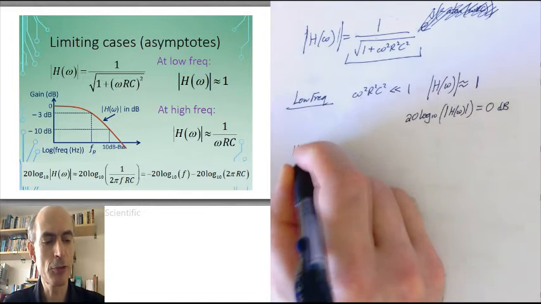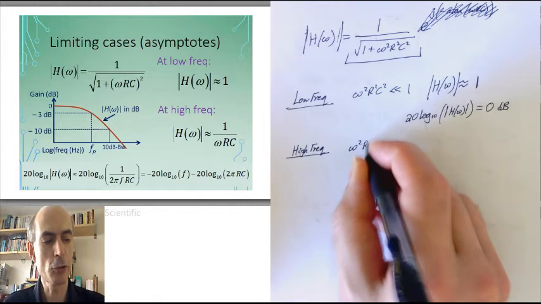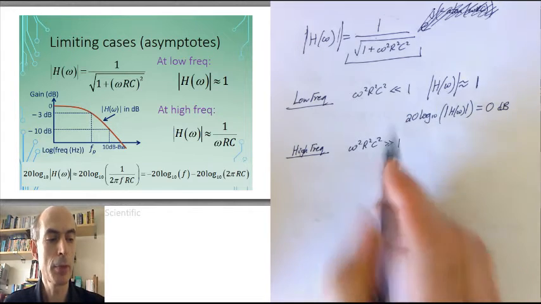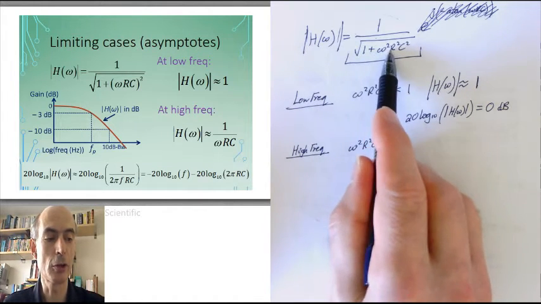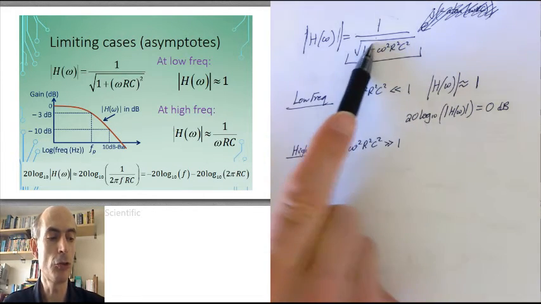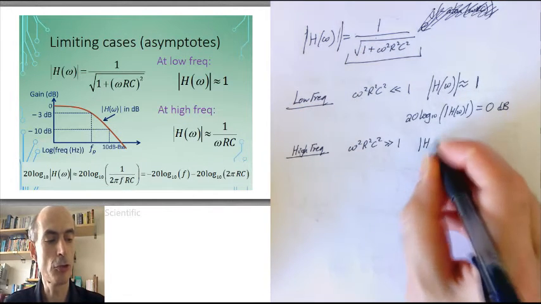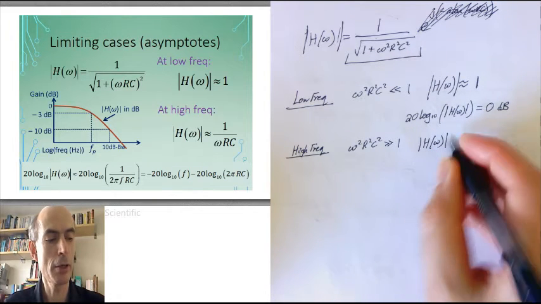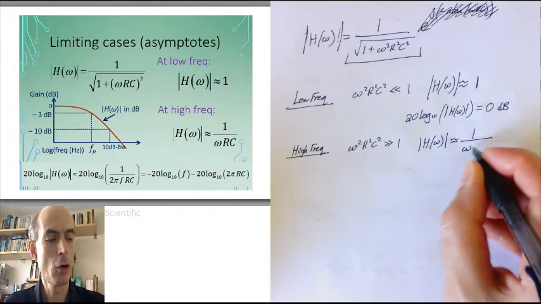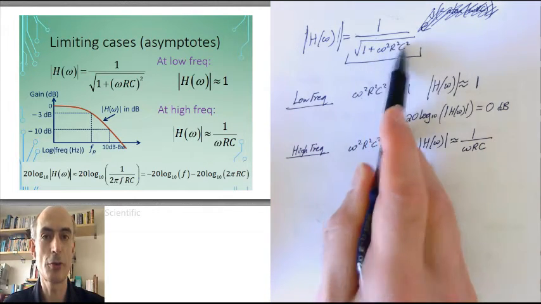Well, at high frequencies, we can make the exact opposite assumption. We can assume that omega squared r squared c squared is going to be much, much bigger than 1. And therefore, in the term 1 plus omega squared r squared c squared, we can neglect the 1. It's going to be approximately equal to just omega squared r squared c squared. In other words, the modulus of H of omega, which is the amplitude gain, is approximately equal to 1 over omega RC, the square root of omega squared r squared c squared.